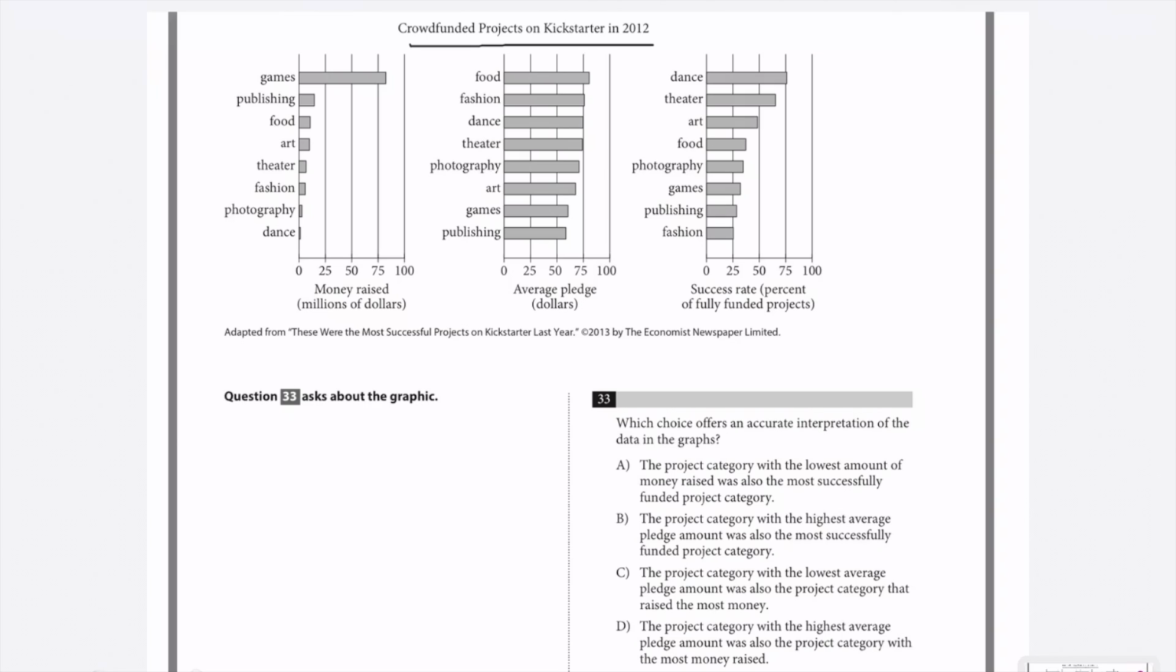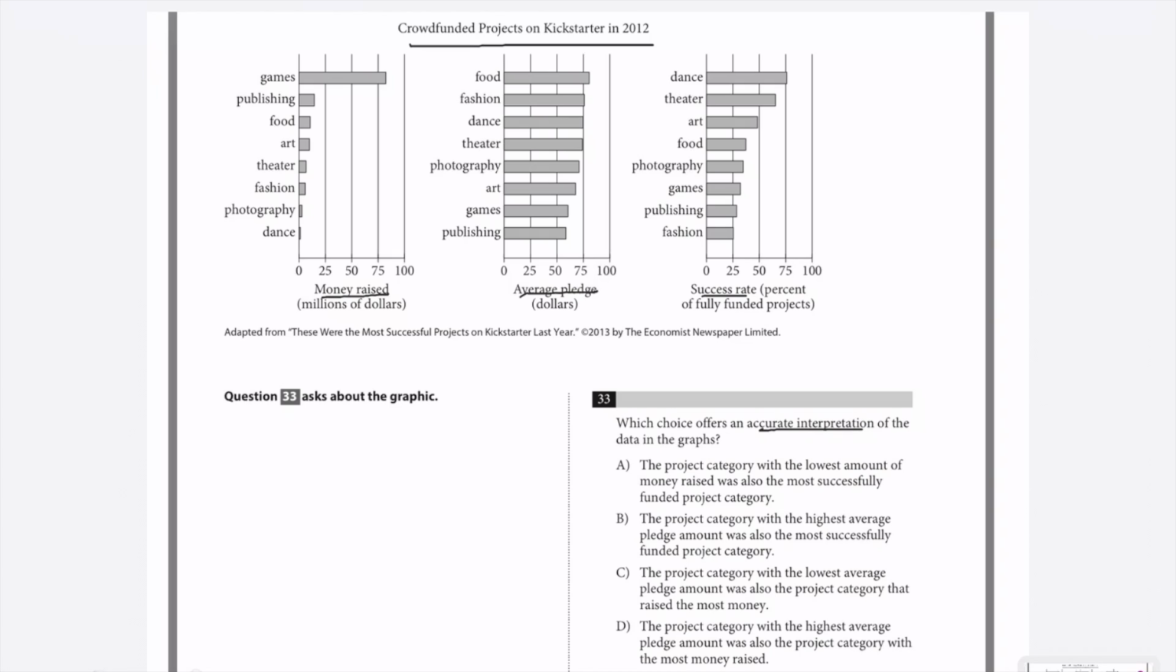Then we see that there are three mini graphs presented here. The first one is money raised, the second one is average pledge, and the third one is success rate along the x-axis. And along the y-axis, we see that there are many different categories such as games, publishing, food, etc. So let's look at question number 33, which says, which choice offers an accurate interpretation of the data in the graph?